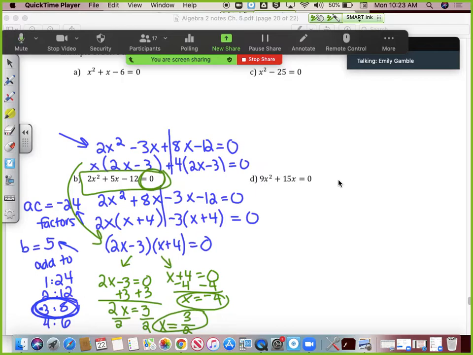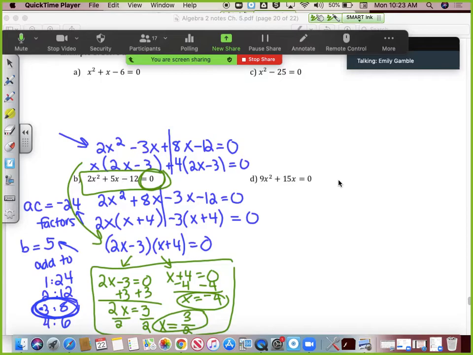Factor 9x squared plus 15x. It'll just be done. So whenever you see an equal to 0 part, you have to do all this extra work, which is down here. And your final answer will actually be just 2 numbers or one number, x equals something.